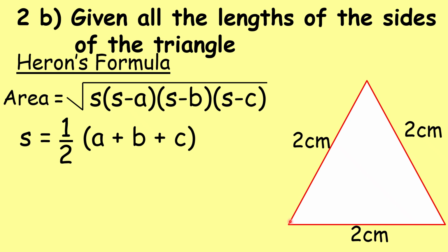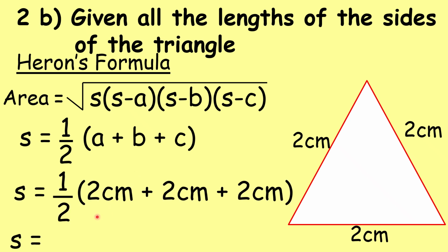So let's just continue. If we're to find S, which is half times the sum of all the sides, we take the sum of all these sides: 2 plus 2 plus 2, and that gives us 6 centimeters. If we multiply that by half, we have a scenario where S is equal to 3 centimeters. So S is 3 centimeters.